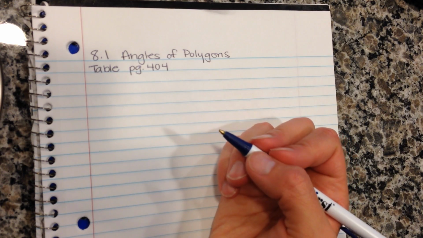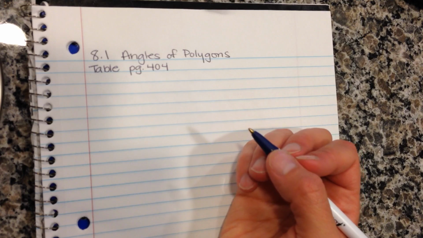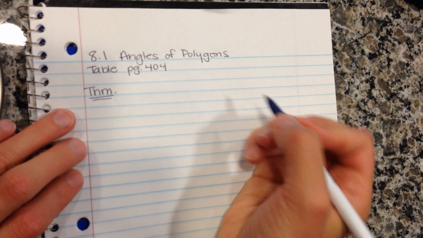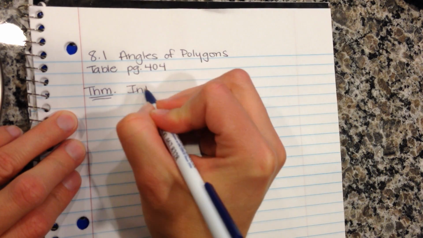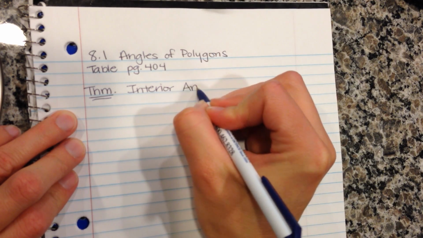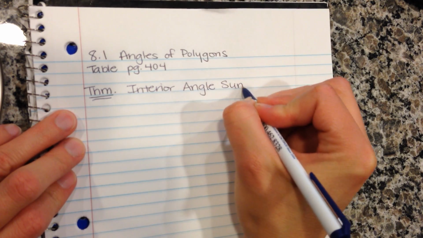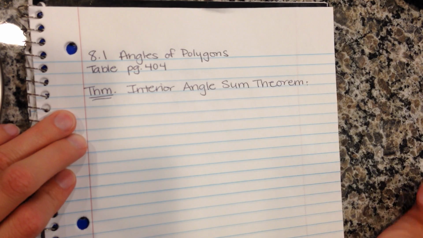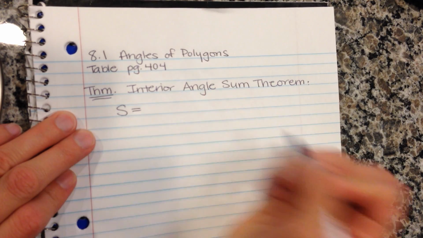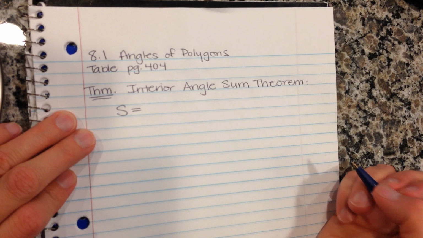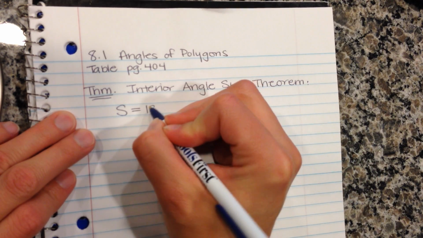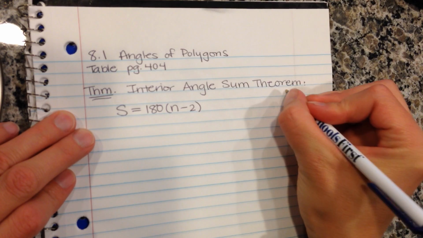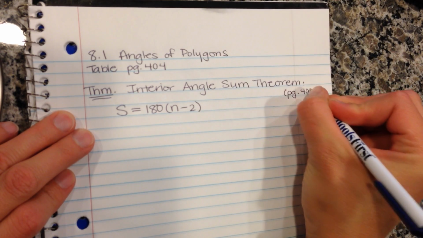So some of you guys may have seen this formula before, and it might seem new to some of you guys, but it's going to be our first theorem that we're going to look at in this chapter. And the theorem is called the interior angle sum theorem. The interior angle sum theorem says that the sum of the measures of the interior angles in a polygon is 180 times n minus 2. And if you'd like to read about this more, it can be found on page 404.